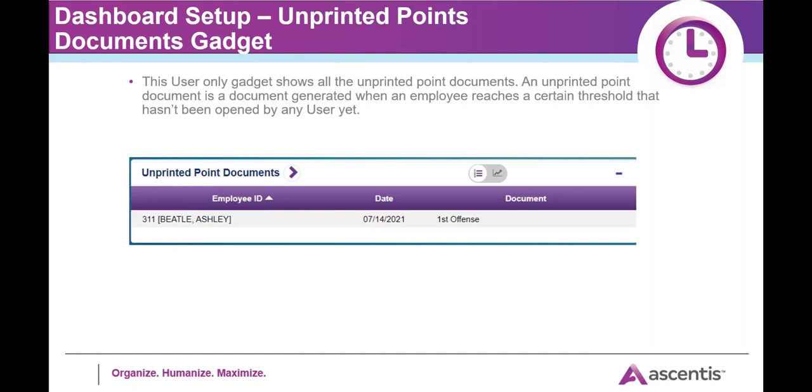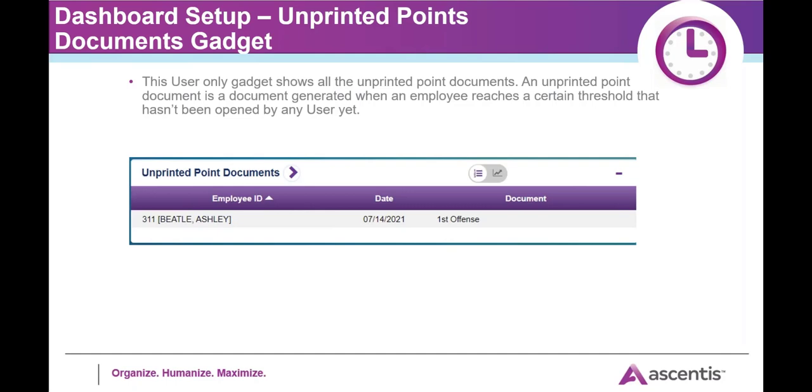The next one here is the unprinted points document. This, of course, you will need the points module in order to use. Some organizations will have their points set up where once an employee reaches a certain threshold of hours, it can auto-generate a report with some filled-in data: employee name, number of points, reason for the points, custom language that the supervisor can then click on, review, print, and have the employee sign if necessary.